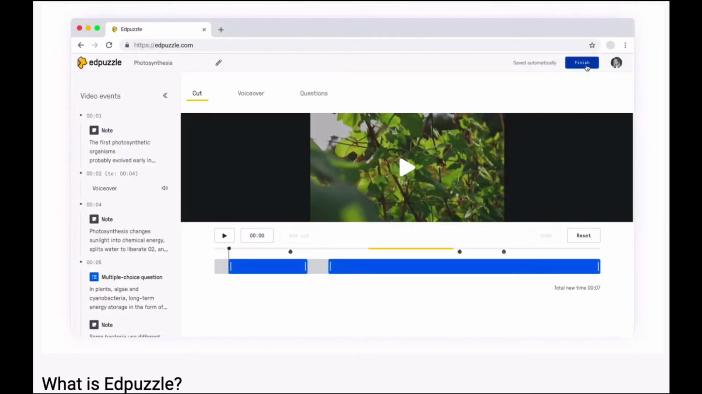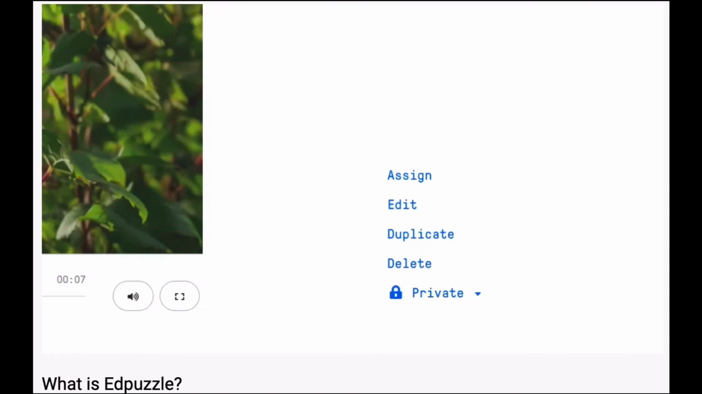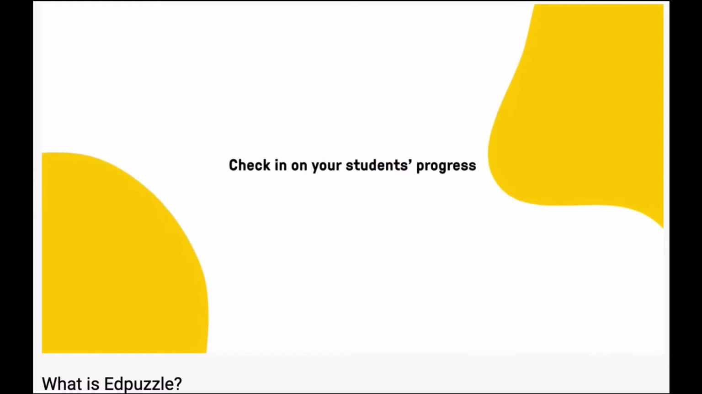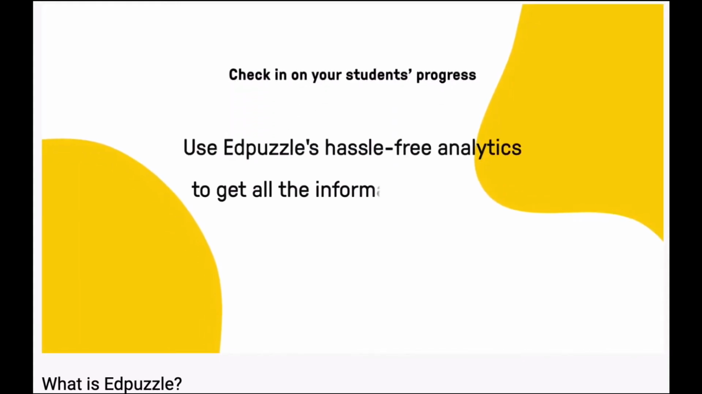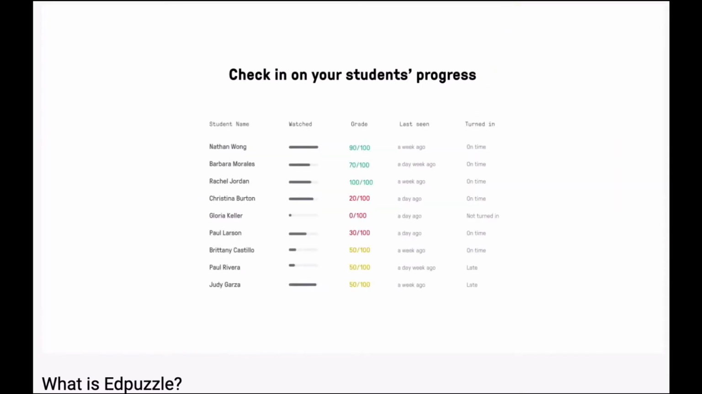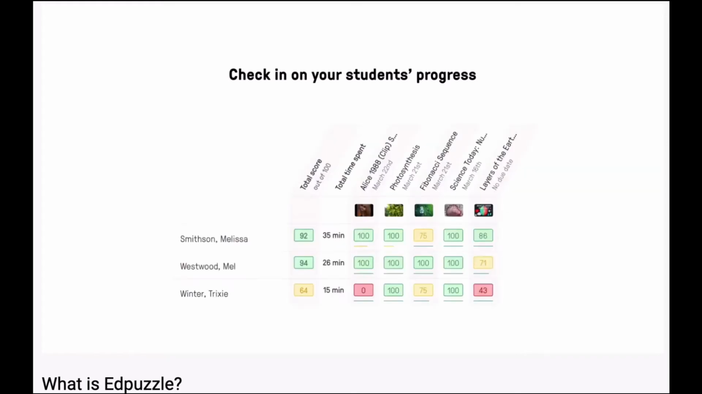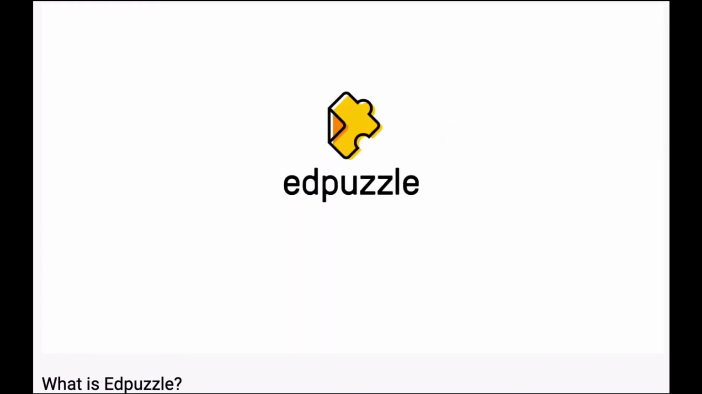Once you've finished, you can assign it to your students in just one click and prevent skipping to make sure your students don't miss a thing. When you want to check in on your students' progress, use Edpuzzle's hassle-free analytics to get all the information you need. See who still needs to watch the video, what your students responded, and their total scores. So remember, with Edpuzzle's free platform, you can make any video your lesson.